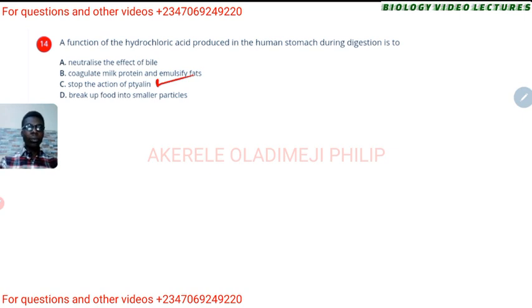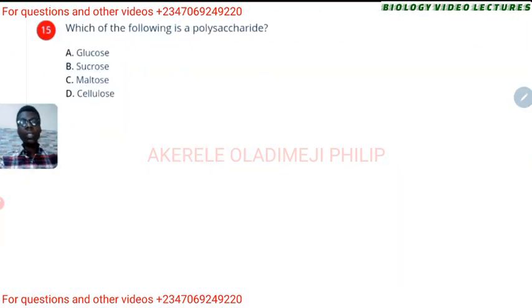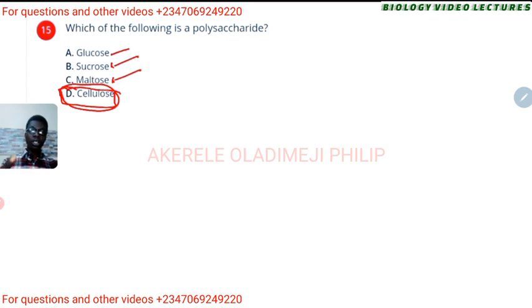All right, moving on. Now it says here, which of the following is a polysaccharide? Well, this is a monosaccharide, disaccharide, then cellulose is your answer. D, cellulose is a polysaccharide. Other polysaccharides you have will be starch, glycogen, and chitin. All right.